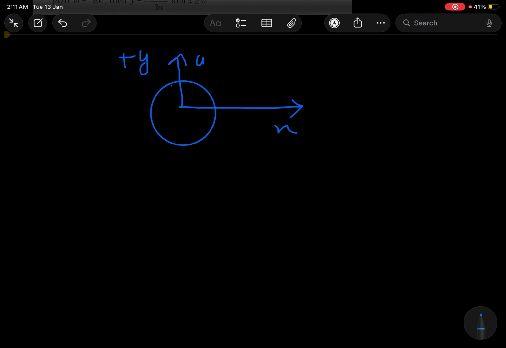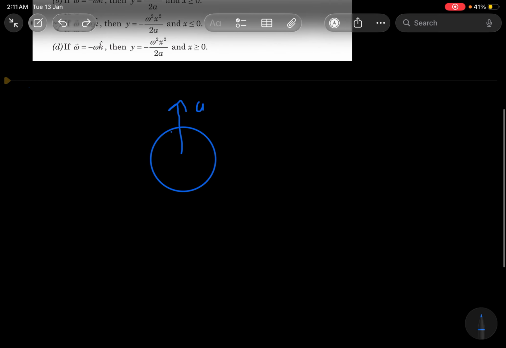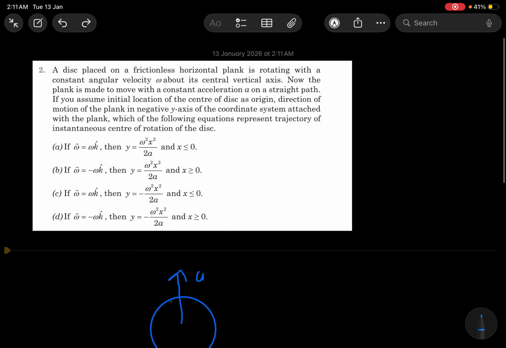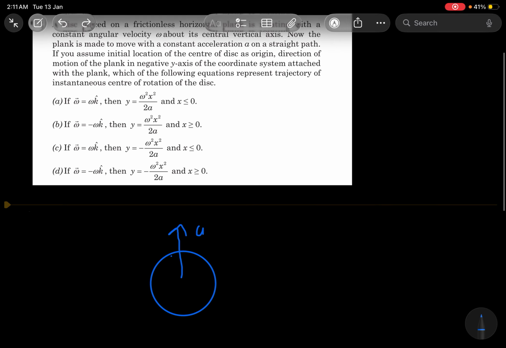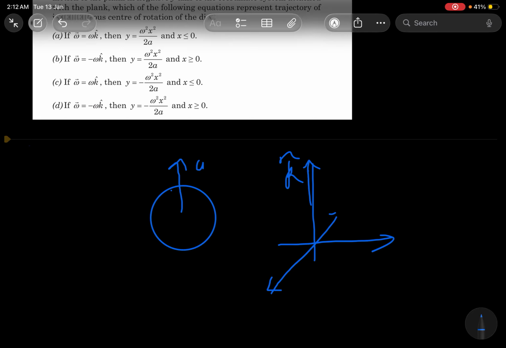Even though we don't need the x direction, let's just keep this part. And it's also rotating with omega. So in the options, this is a multi-correct option. So omega k means like this. So this is the positive y, we can say. So omega, this is the k direction, right? This is the k direction, and this is basically where the disk is rotating with omega.